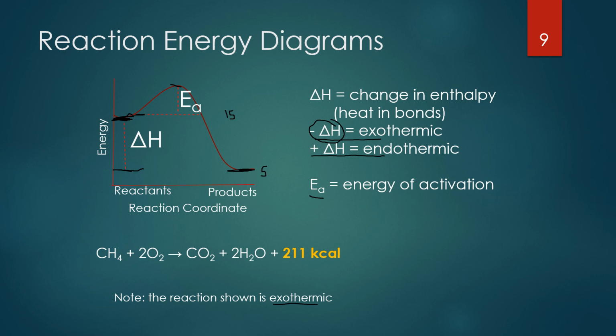Another piece of information on this diagram also tells me it's exothermic, and that's the chemical reaction. Notice I have the heat on the product side, and at the beginning of this chapter we said that if the heat's on the product side, then it's an exothermic reaction because that means heat's being released.